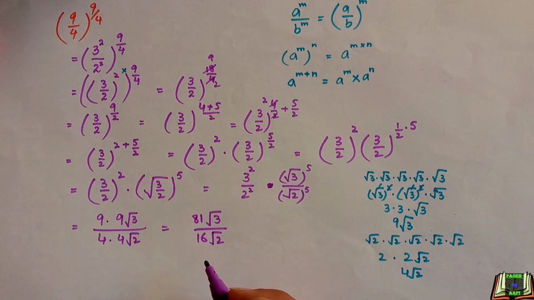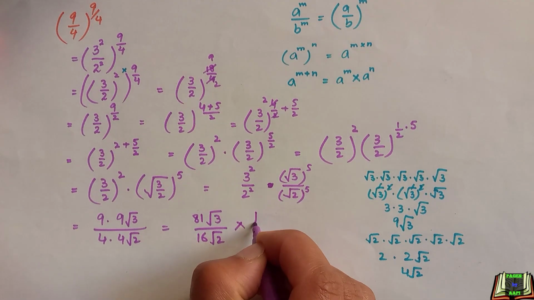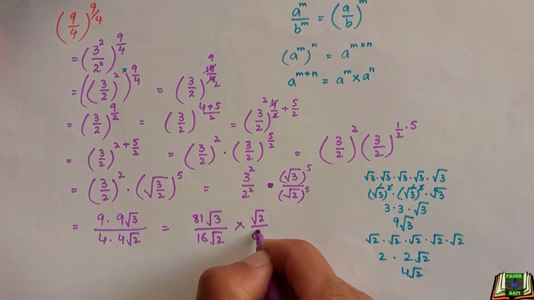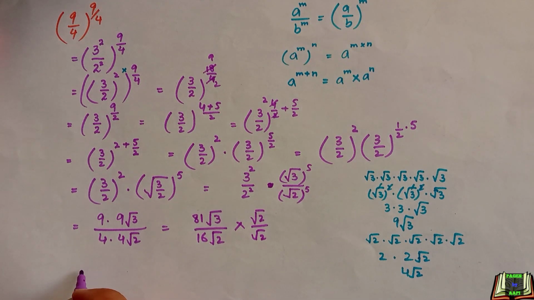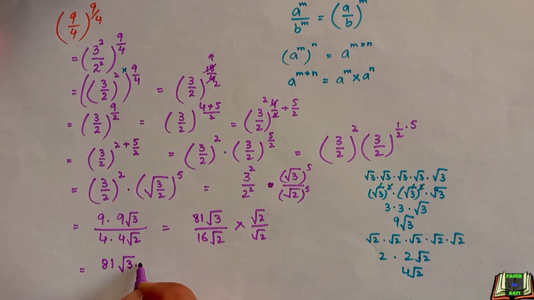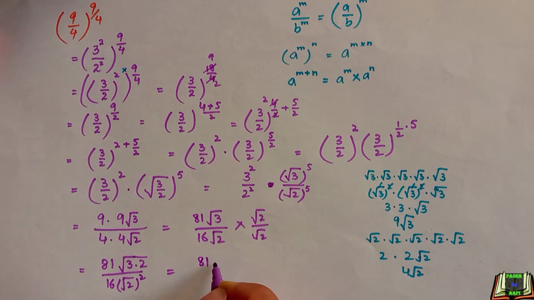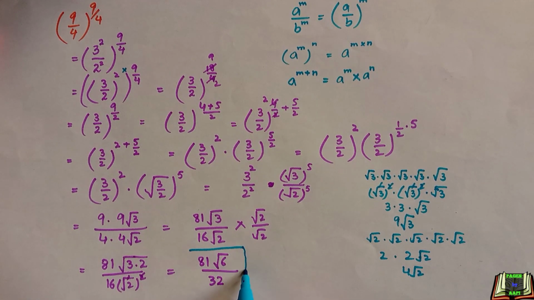Here we will multiply and divide by root 2. So this will be equal to 81 times root of 3 times 2, divided by 16 and root 2 squared. This is equal to 81 root 6, and this and this cancel out, we have 16 times 2 is 32. This is the final and required value of this question.